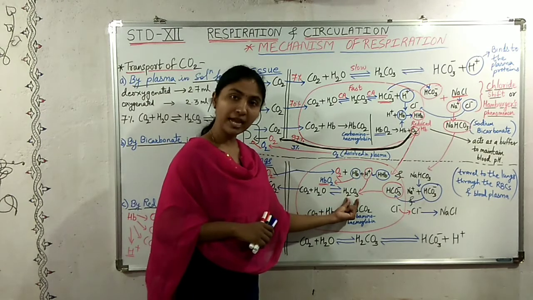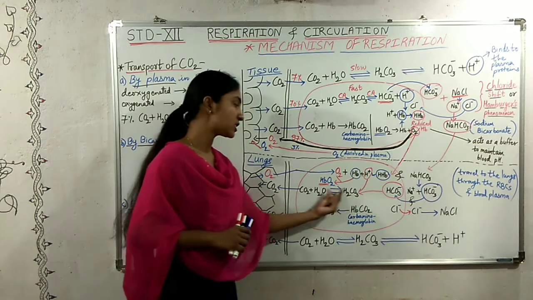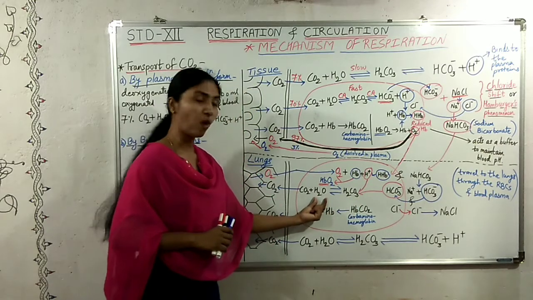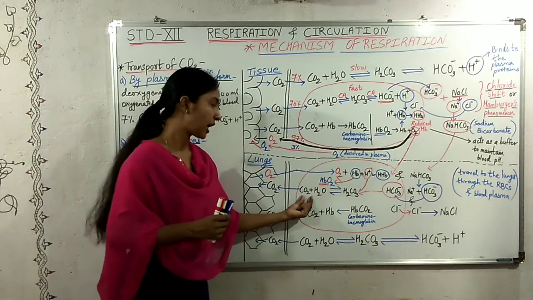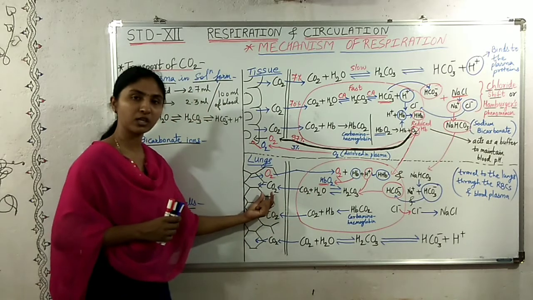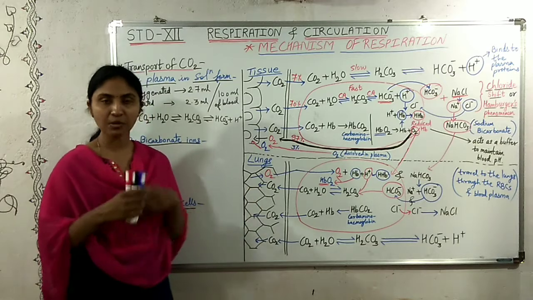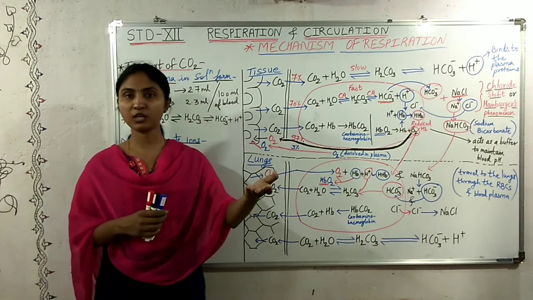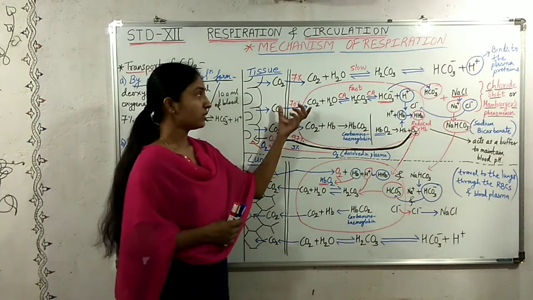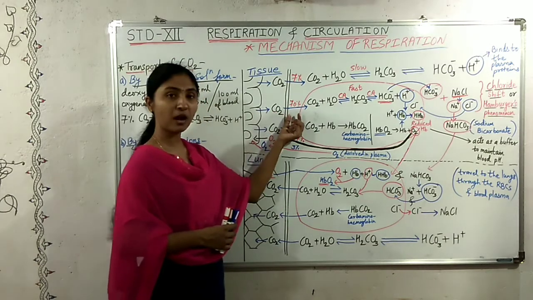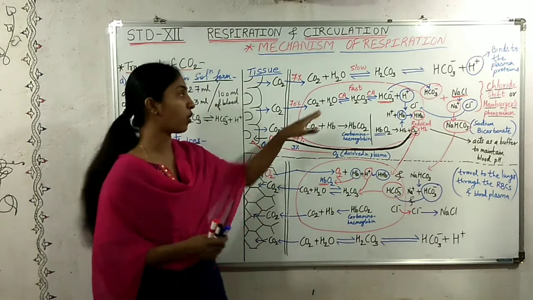So this carbonic acid is unstable, as we know. This carbonic acid again splits up into water and carbon dioxide, and then this carbon dioxide is given out of the blood vessel to the lungs, and then this carbon dioxide is given out of the lungs or exhaled out of the lungs.